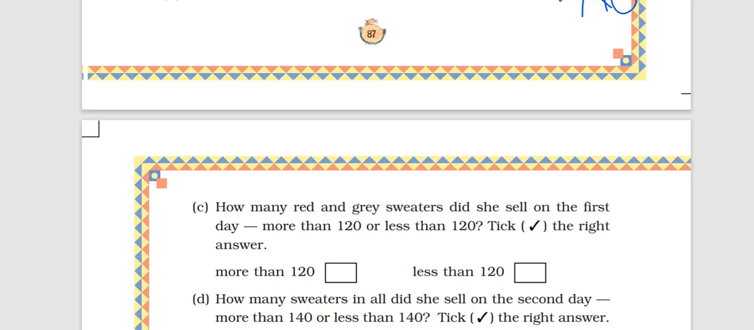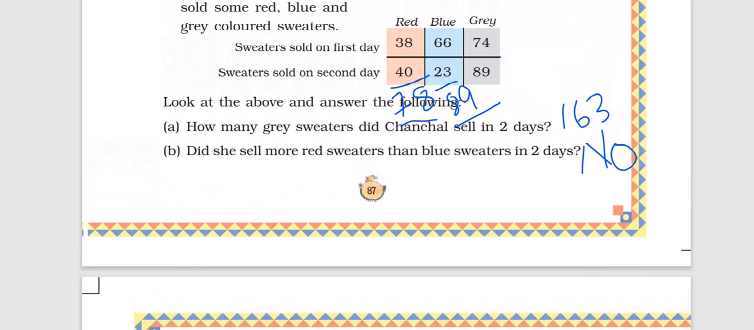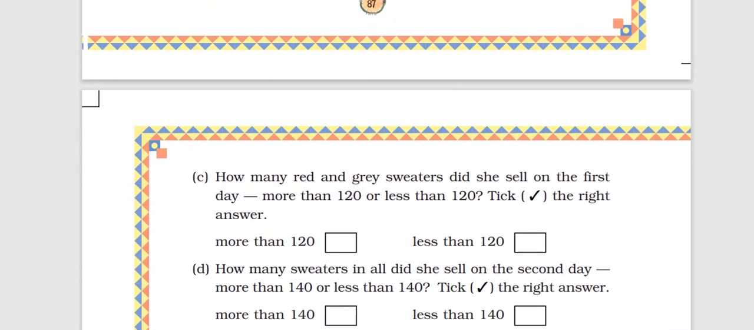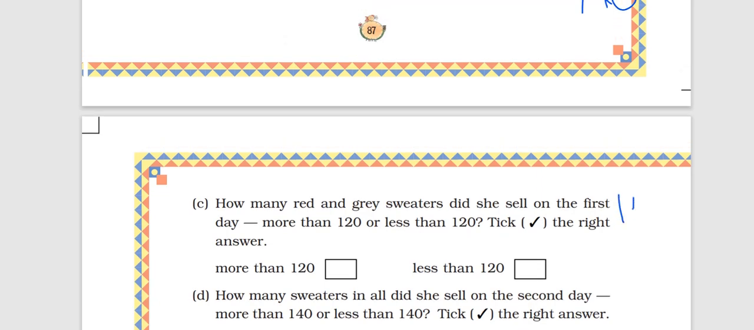How many red and gray sweaters did she sell on the first day? More than 120 or less than 120? Red plus gray, right? 38 plus 74. 8 plus 4 is 12. I put the 2 ones over here and carry the 1 ten over here. 7 plus 3 is 10 and 10 plus 1 is 11. 112. So she sold 112 red and gray sweaters on day 1. 112 sweaters. More than 120? No, less than 120.